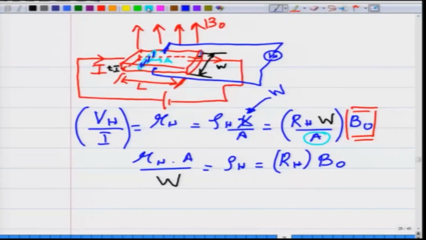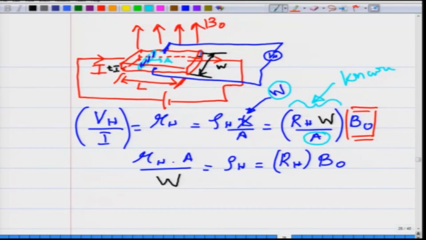So, it is important for you to note that W, the width of the sample, divided by A is what appears out here. So, if you measure, you know rho h is proportional to RH into W into B naught. So, RH into W by A, all of these are known quantities. These are already pre-calibrated and pre-found out for your sensor.